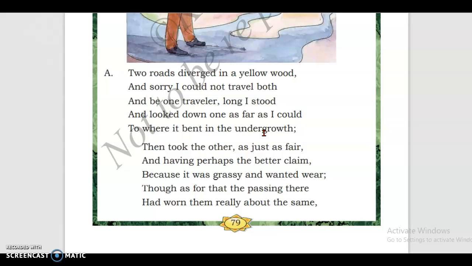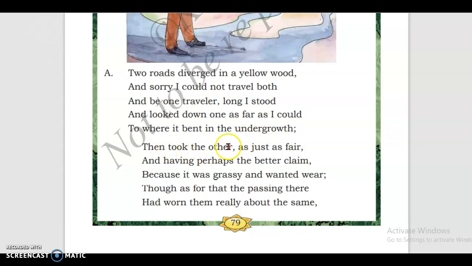So it is bent in the undergrowth. After a short distance he can't see because it is fully covered with trees and bushes. That's why it is given as bent in the undergrowth. So till a certain distance only he can see the road, and after that it is fully covered with trees and bushes.